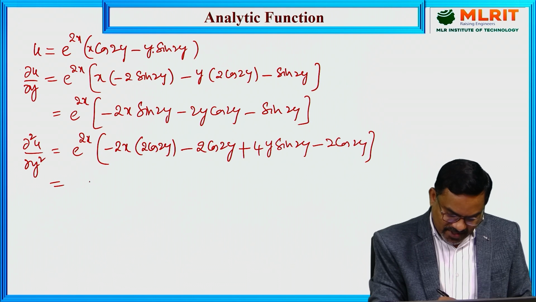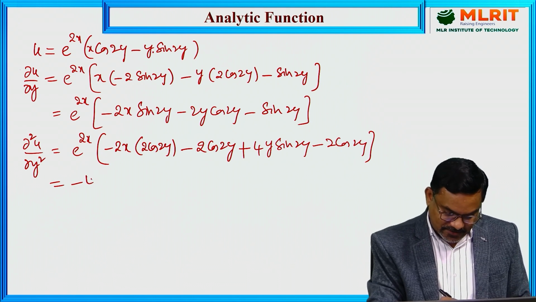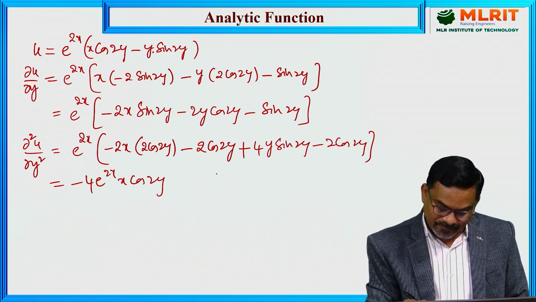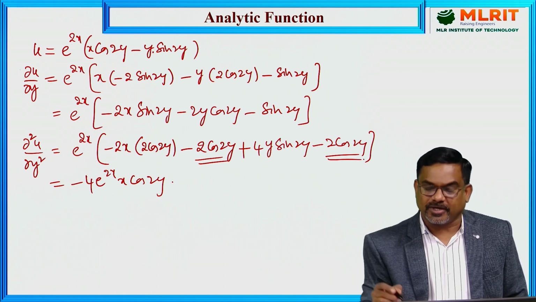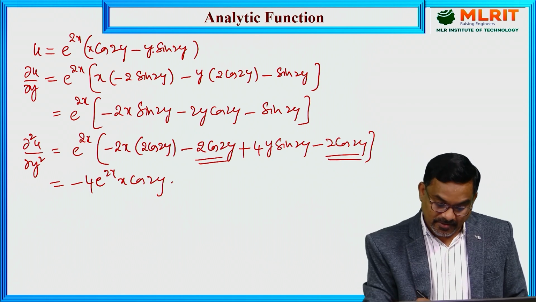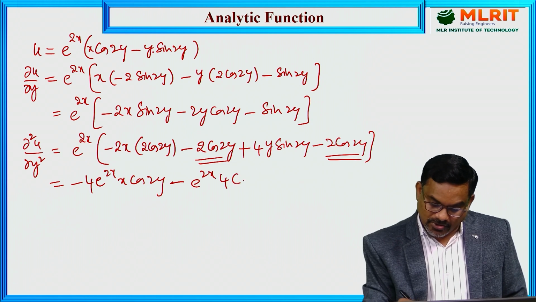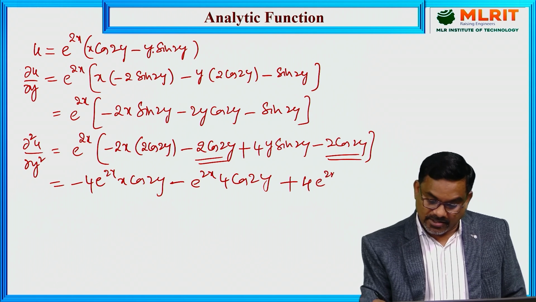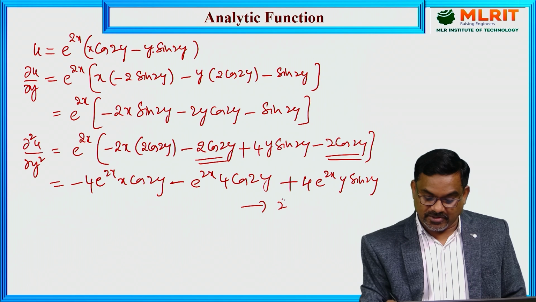Now after simplifying this, we get 2 into 2, minus 4 e power 2x x cos 2y. And here minus 2 cos 2y minus 2 cos 2y, total minus 4 cos 2y. So minus e power 2x into 4 cos 2y plus 4 into e power 2x into y sin 2y. So this is equation number 2.